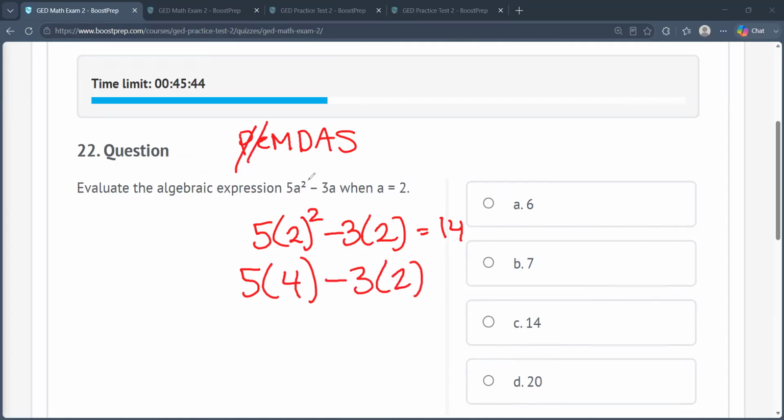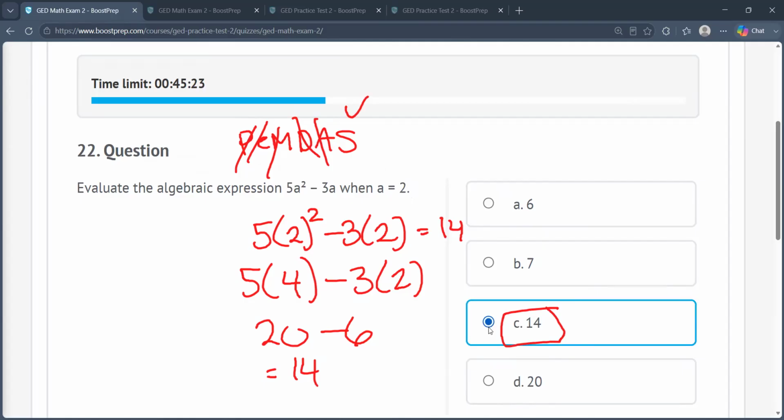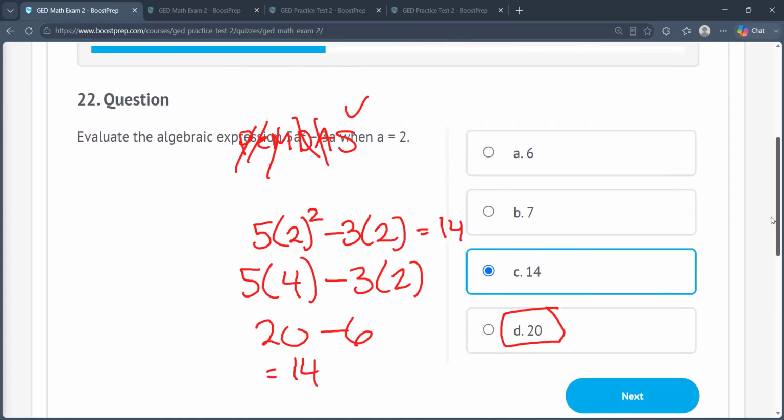Do we have a multiplication? We have 2. 5 times 4 is 20. Negative 3 times 2 is negative 6. We don't have a division. We don't have addition, but we do have a subtraction. 20 minus 6 is 14. Okay, so that's 22.